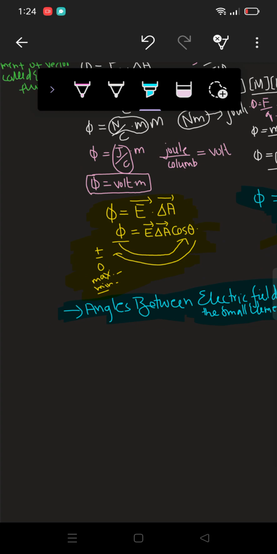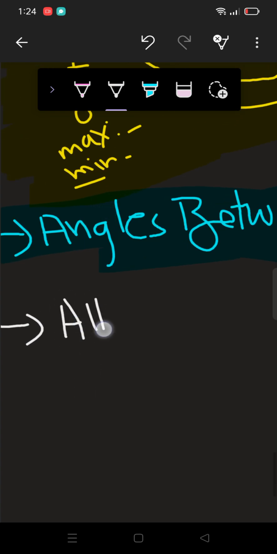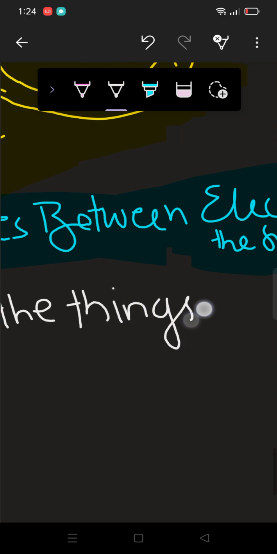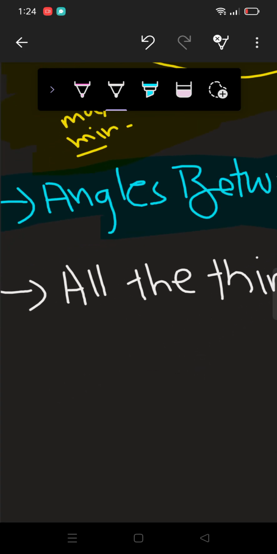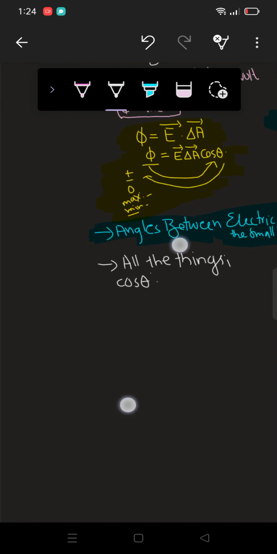The angles between the electric field intensity and the small element of vector area depend upon cos theta. The electric flux depends only and only on the function cos theta. It means now we have to see where cos theta will be positive, where it will be negative, when we'll have the maximum value of cos theta, when the minimum value, and when the zero value. Everything depends only on cos theta.